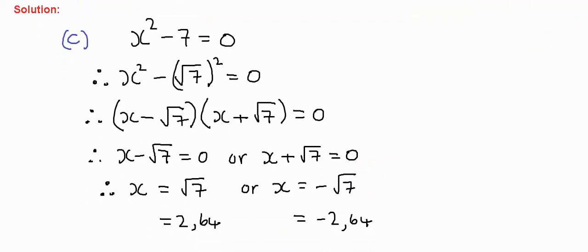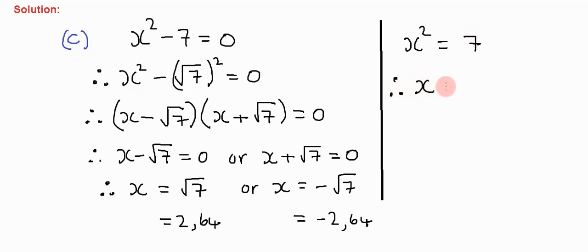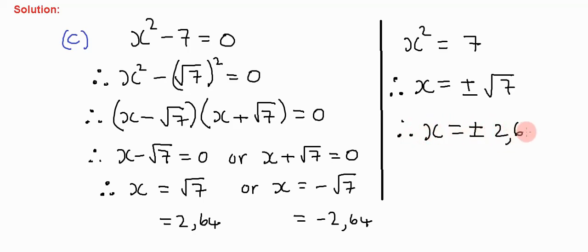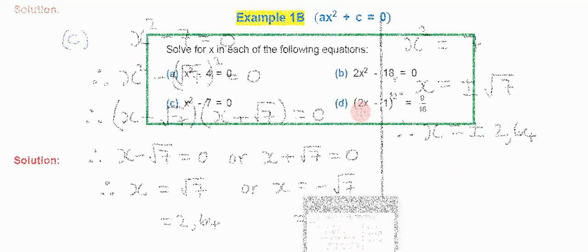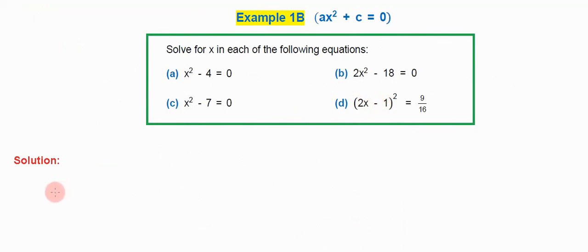Then of course we could have used an alternative method. So going back to the original equation, we could have taken the negative 7 to the right-hand side. So x squared would be positive 7. And now we can take the square root on the right-hand side, and we get plus or minus the square root of 7. And then that means that x is plus or minus 2,64. So we basically get the same answer. Let's look at the last equation here. So D.